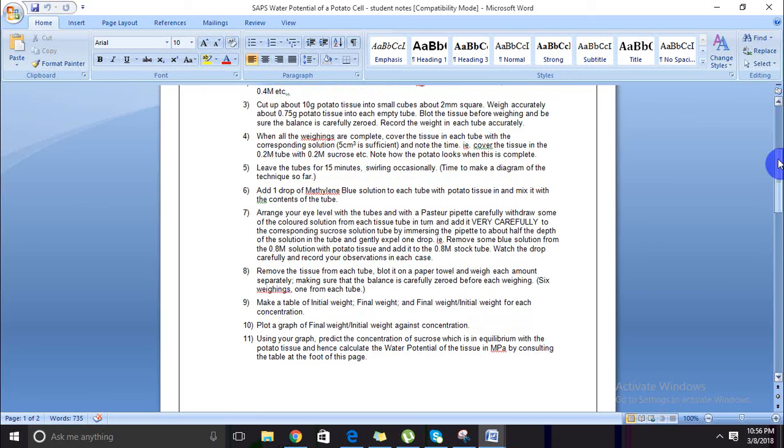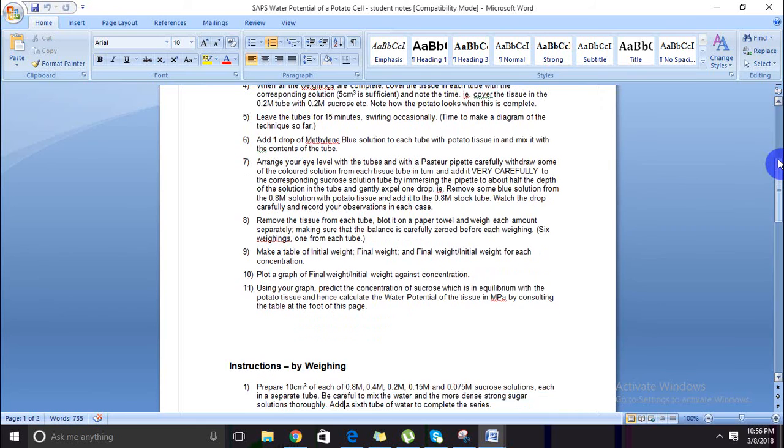Remove the tissue from each tube, blot it on a paper towel and weigh each amount separately, making sure that the balance is carefully zeroed before each weighing. Make a table of initial weight and final weight for each concentration, and plot a graph of final weight over initial weight, which is actually the ratio, against the concentration. And then using your graph, you'll have to predict the concentration of sucrose which is in equilibrium with the potato tissue, and hence calculate the water potential by consulting the table at the foot.